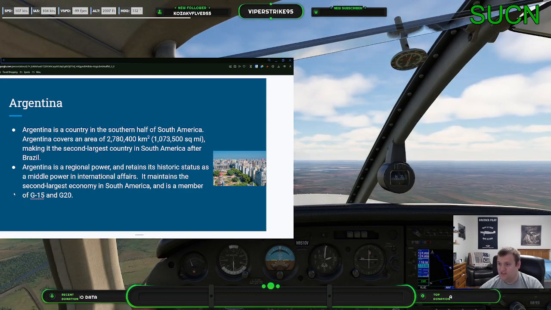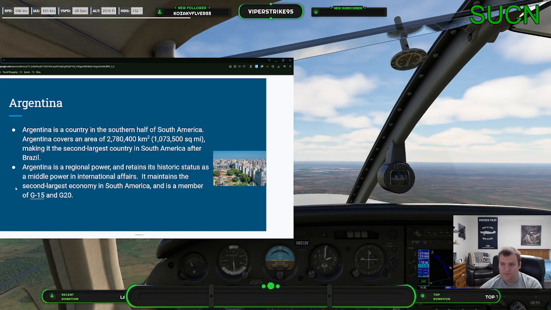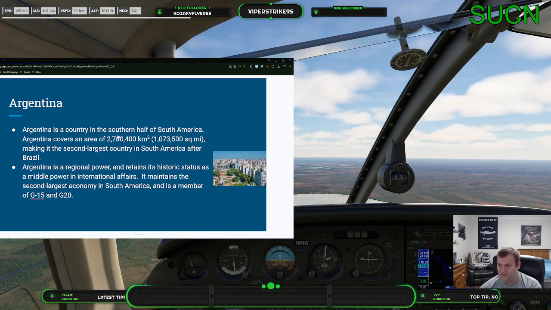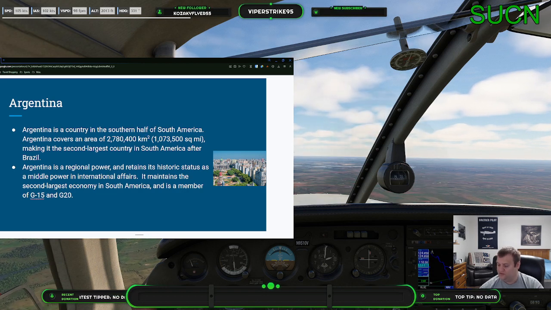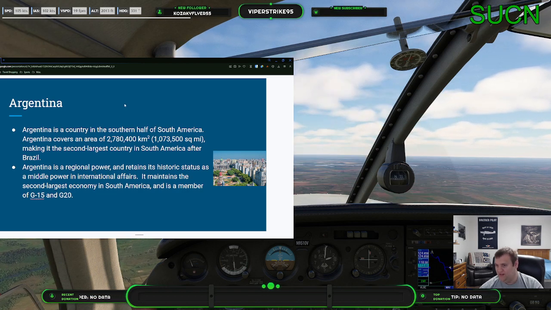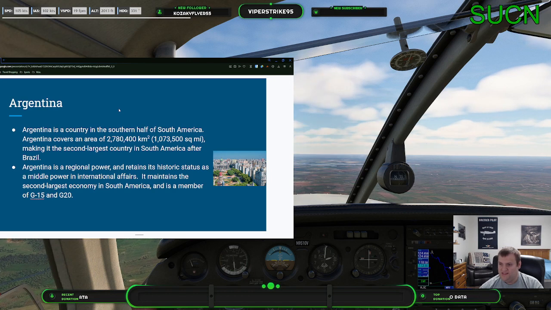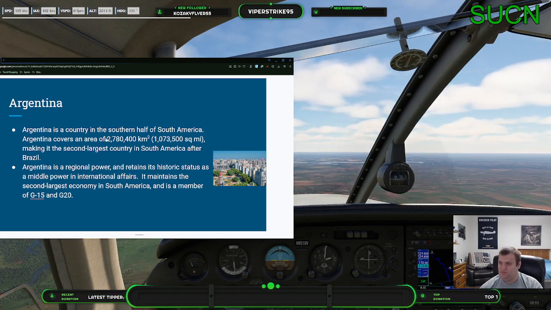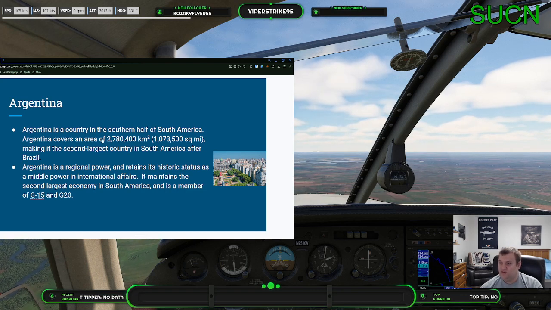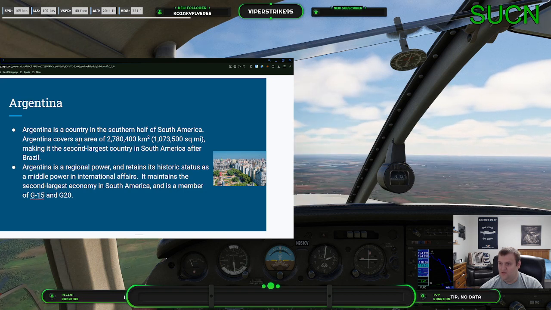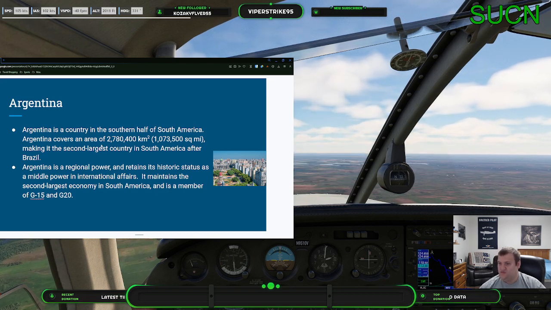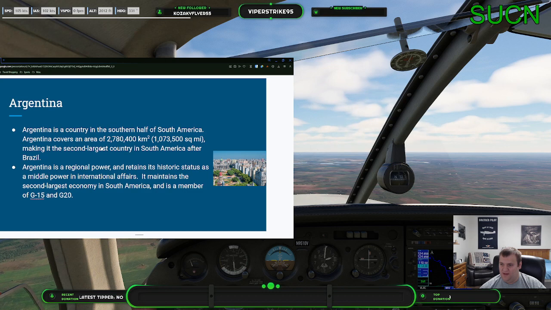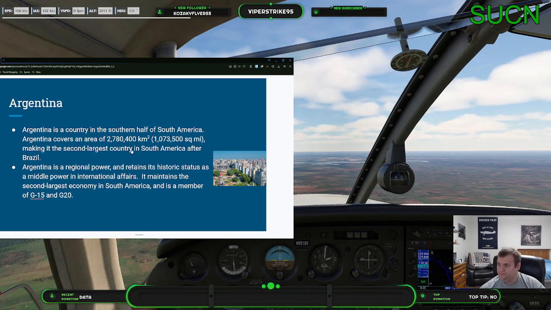It's the second largest country in all South America after Brazil, the fourth largest in the Americas, and the eighth largest country in the world. Yes, Argentina is massive. It covers an area of 2,780,400 square kilometers. It's bordered by Chile, Bolivia, Paraguay, Brazil, and Uruguay. The country's a federal state made up of 23 provinces and one autonomous city, which is Buenos Aires.